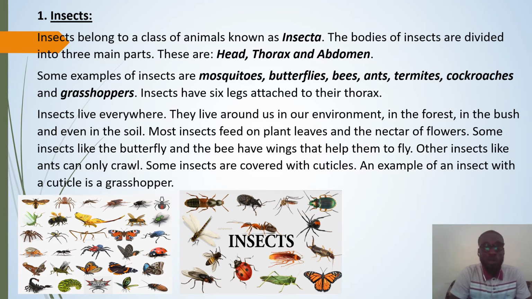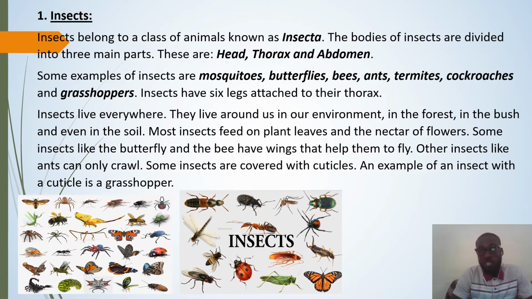Insects belong to a class of animals known as Insecta. The bodies of insects are divided into three main parts. We have the head, the thorax, and then the abdomen. These are the three parts that form the body of the insect.